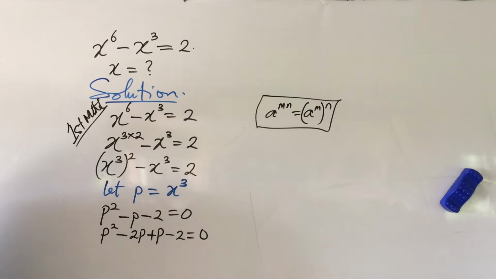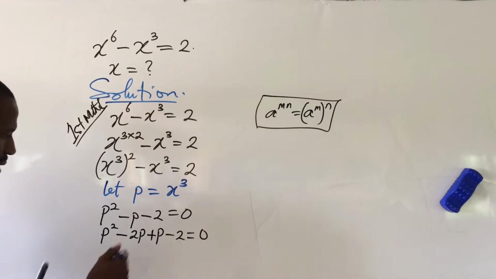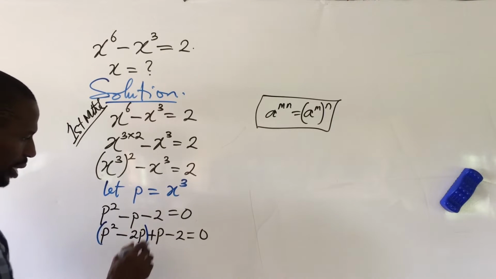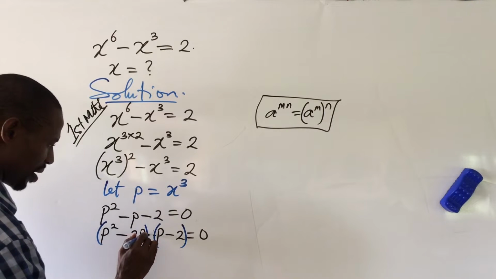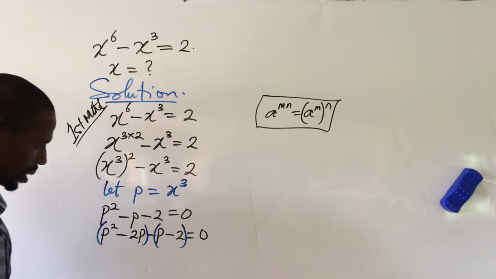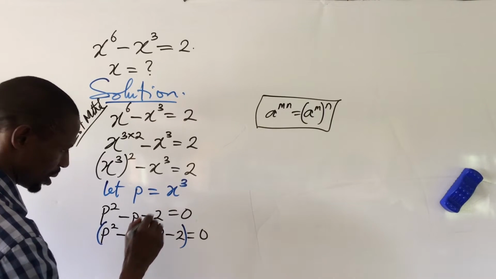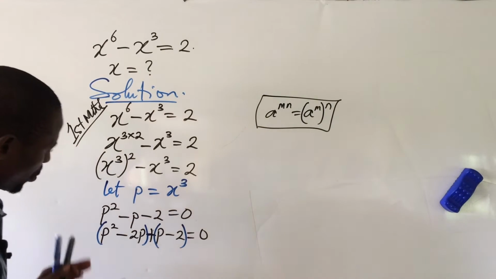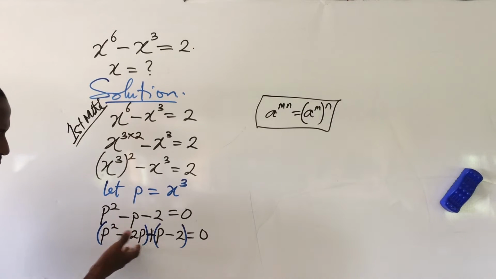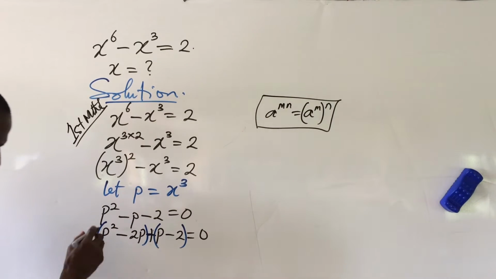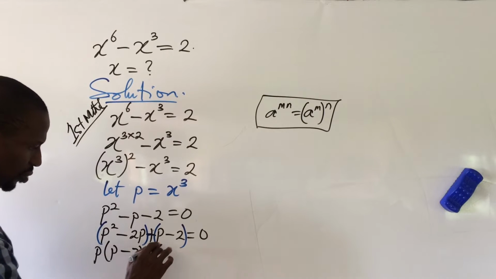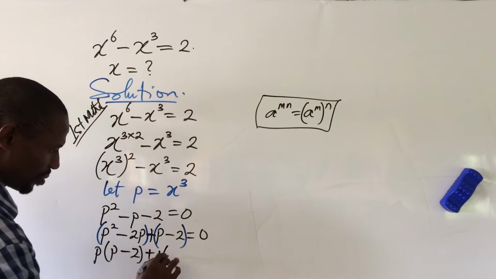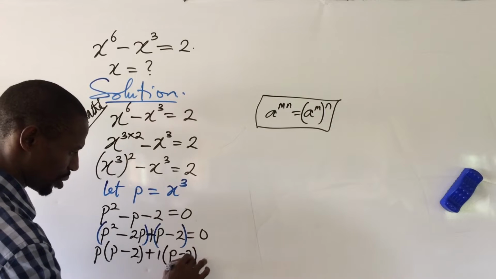At this point, we can put this in bracket, also put this in bracket, then put this in bracket. Mind you, we have our blocks here, please. Okay, so we want to factor out terms that are common to the bracket. So from here, p is common, so we have p bracket, p minus 2, close bracket, plus what is common here is 1, bracket, we are left with p minus 2, close bracket, equal to 0.